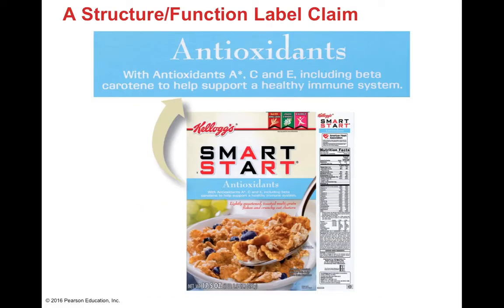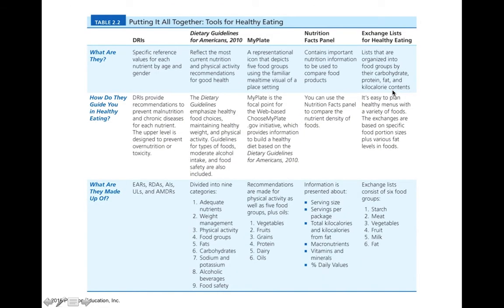Here, this would be an example of a structure function label claim. It's basically saying that we have antioxidants A, C, and E, and that A, C, and E are going to help support a healthy immune system, right? So that's a structure function label claim, that we have X, Y, Z in the food, right? A, C, E, and beta carotene, and that will do A, B, C, in this case, support a healthy immune system. That's a very specific structure function label claim.